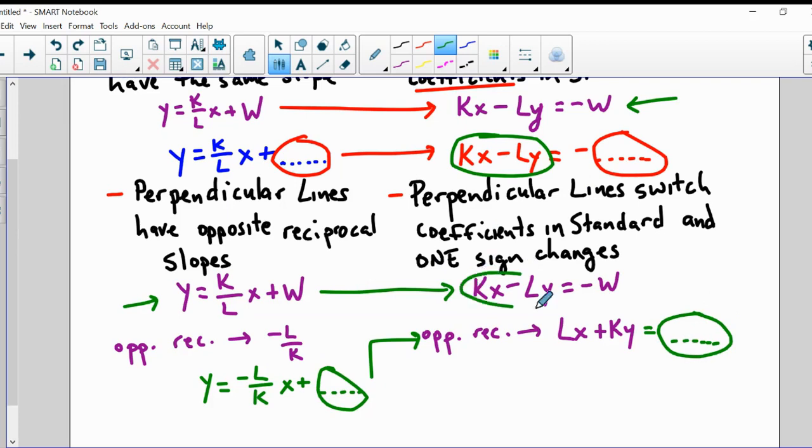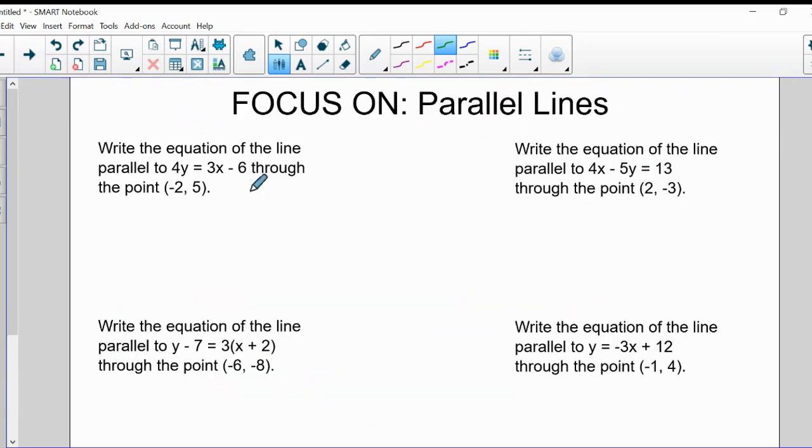So if it was in standard form, notice what happens to the coefficients. The k now goes by the y, the L now goes by the x, and one of the signs changes. So if there was a negative here, it becomes positive. If both were negative, one of them would become positive. If both were positive, one of them would become negative. The reason why one of the signs changes is that from this slope to this slope, one sign changed. If I change both the numerator and denominator signs, it doesn't change the sign of the fraction. So that means I only need to change one of the signs.